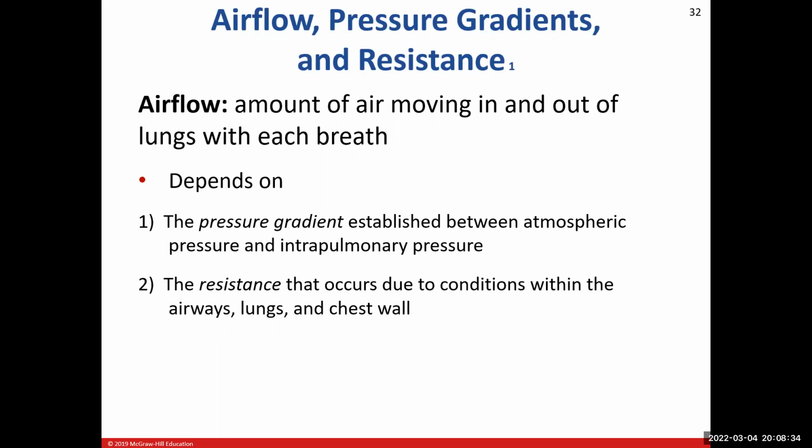The other factor is resistance. There are three things that are going to affect resistance: the conditions in your airways, the conditions in your lungs, and the conditions within your chest wall. So we're going to work through these and talk about some of them.